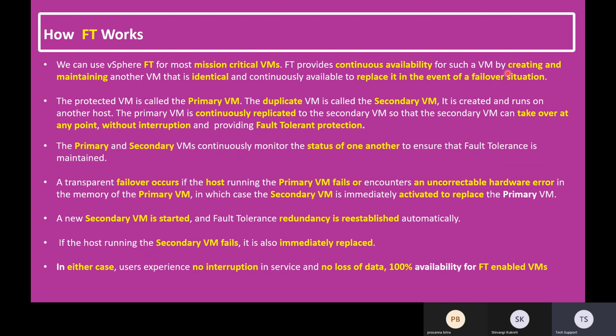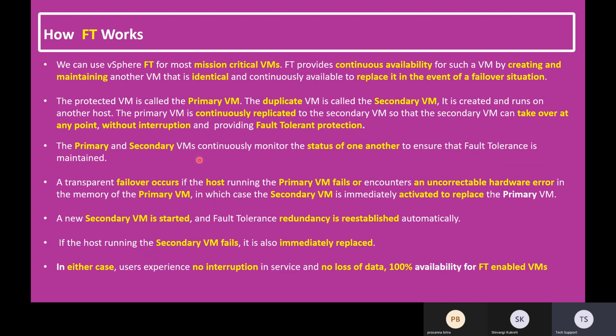In any failover situation, either an ESXi host down or our production virtual machine down, there will be no impact. The secondary copy acts like the primary virtual machine. The protected virtual machine is called the primary VM and the duplicate VM is called the secondary VM. It is created and runs on another host. The primary VM is continuously replicated to the secondary VM so that the secondary VM can take over at any point without interruption, providing fault tolerant protection. Here, fault tolerant is nothing but an easiness. In case of any fault, we can easily protect. That is the meaning of fault tolerant protection.